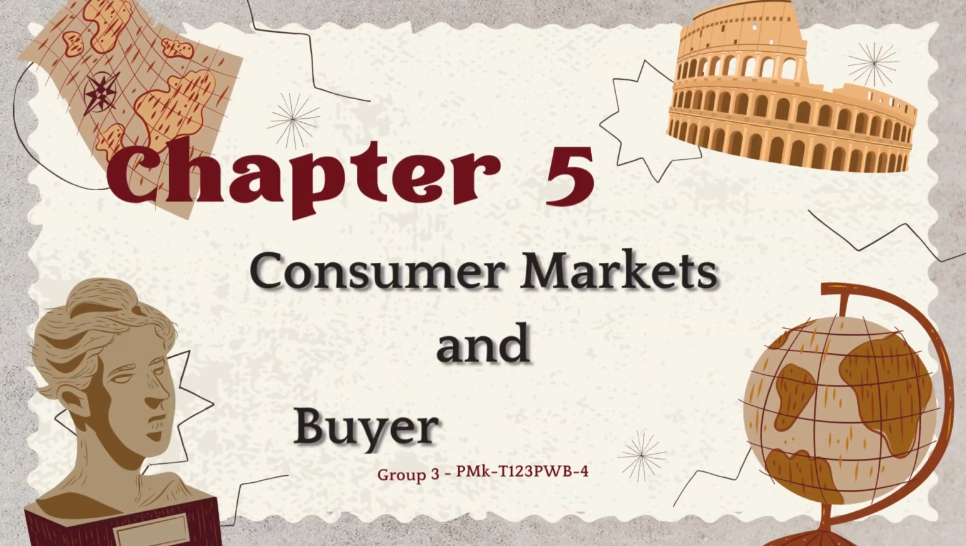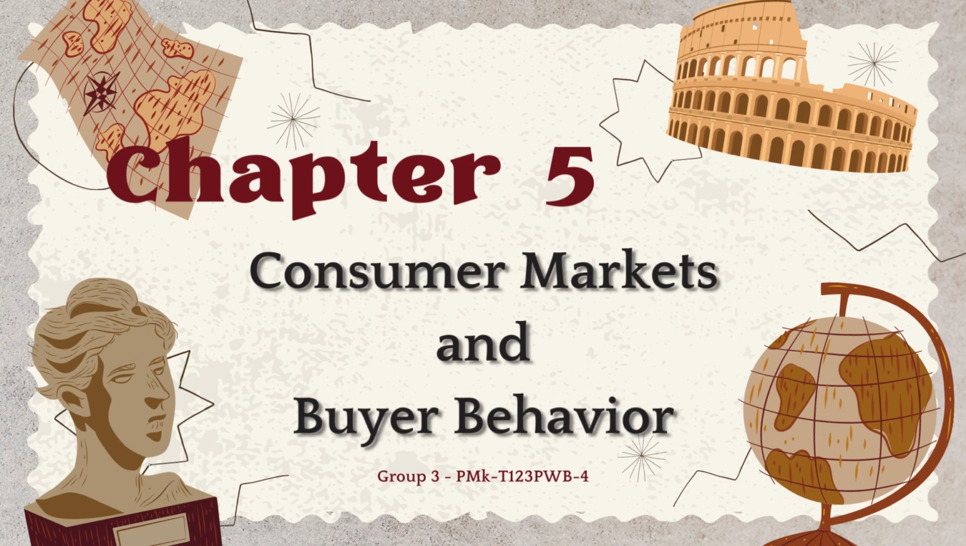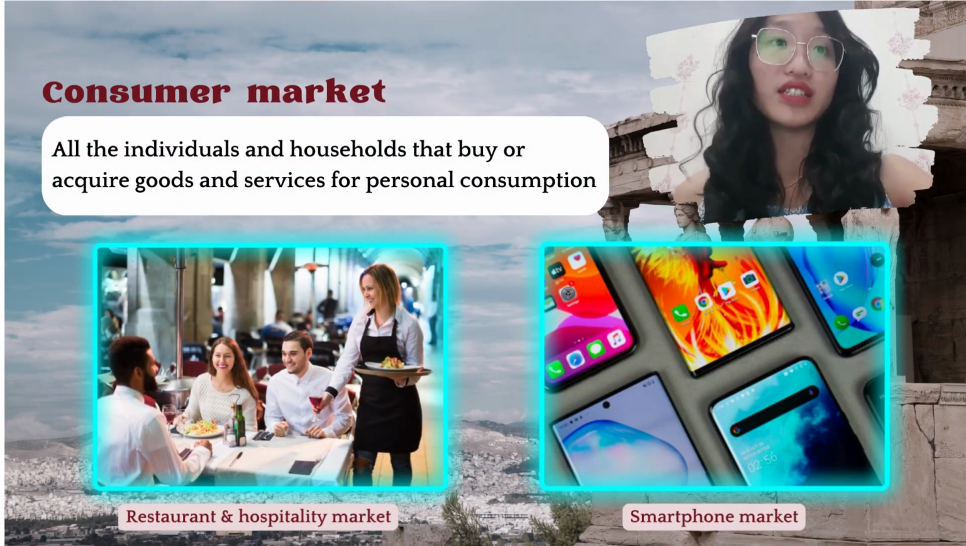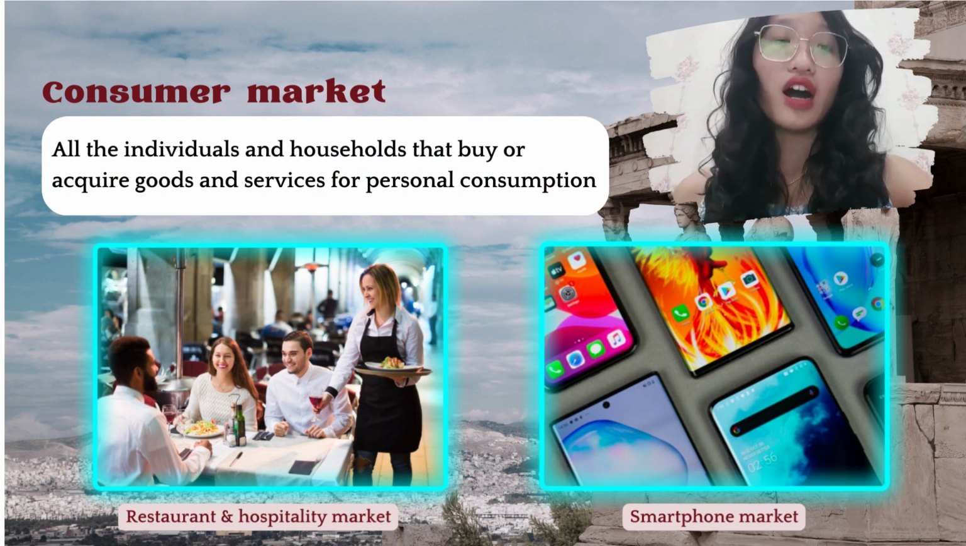In this video, Group 3 will present for you Chapter 5 and Chapter 6 of this unit, Principles of Marketing. So firstly, we will come to Chapter 5, Consumer Markets and Buyer Behavior. First and foremost, I will define for you the consumer markets and construct a simple model of consumer buyer behavior.